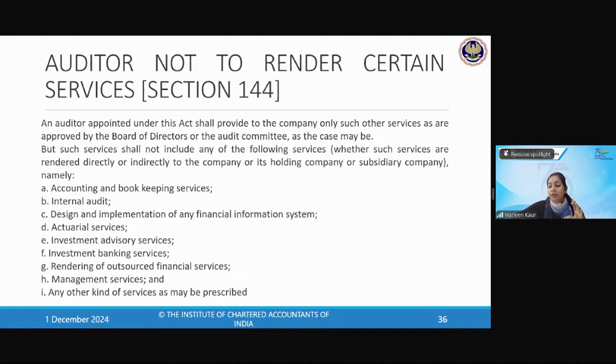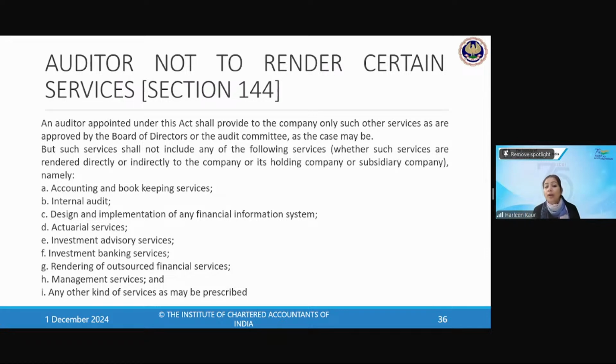Number one, to the company or its holding or subsidiary. You forgot to give the definitions of directly, relatives. It's okay. You don't need to give the definition if they have not asked for it. If a simple question comes asking what kind of services are not to be provided, then write the words directly, indirectly, company, holding, subsidiary, and give these services.